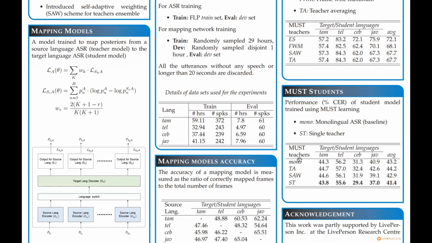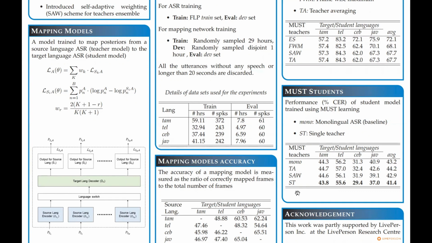You can see that the first row is the monolingual ASR baseline, where we have trained the same model, with the same capacity and the same architecture, but only using the language-dependent data. The average character error rate here is 43.2%. Using teacher averaging, it was worse than the monolingual, and it goes to 44.2%. But with the self-adaptive weighting, it's 42.9%. And then the single teacher: in the single teacher, we actually just selected one teacher, and that teacher is basically the language which is closer to the target language.